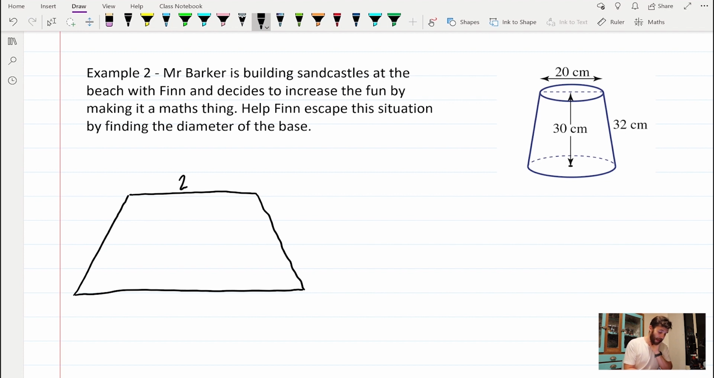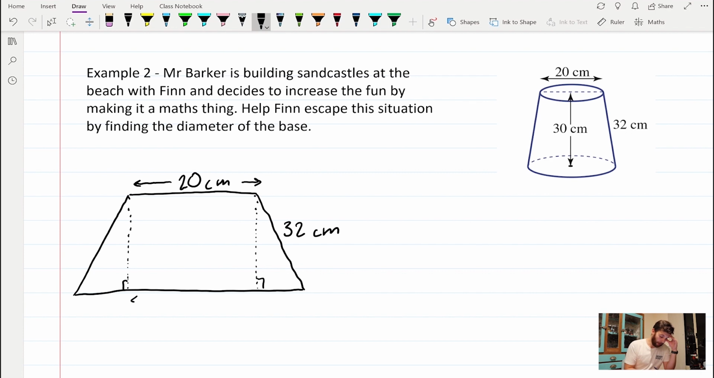So the diameter of the circle at the top is 20 centimeters. So I'll fill that in there. I've got a side length of 32 centimeters. I'll just do that on the right hand side for now. Now if I partition these sides here, I can put a right angle triangle here and here as well.